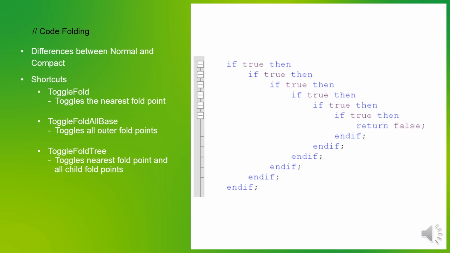The toggle fold simply toggles the nearest fold point. This is what the documentation says, but what it actually does is toggle the innermost fold point on the line where the main caret is positioned, or the fold point on the line. Toggle fold all base just toggles the expansion and collapse of all fold points. And toggle fold tree does the same as toggle fold, except all children will be affected as well.